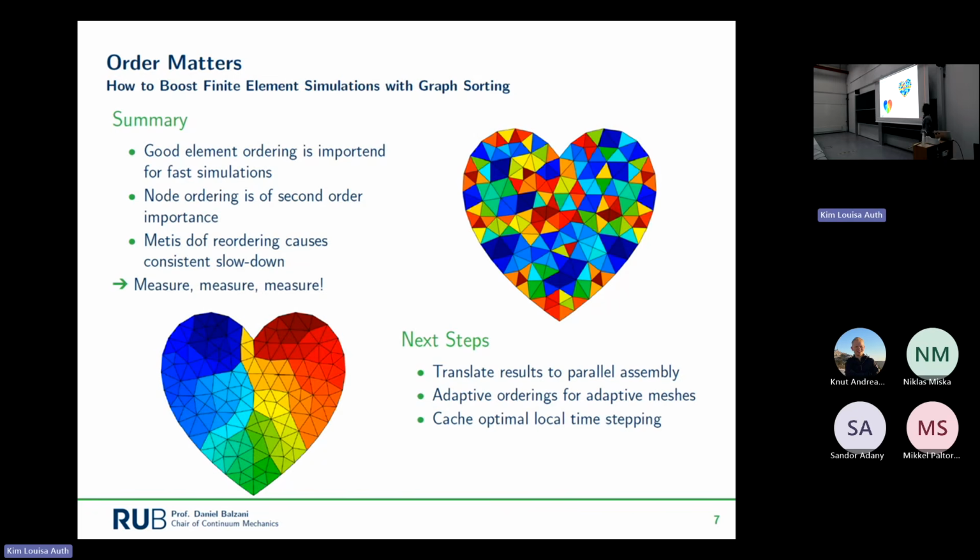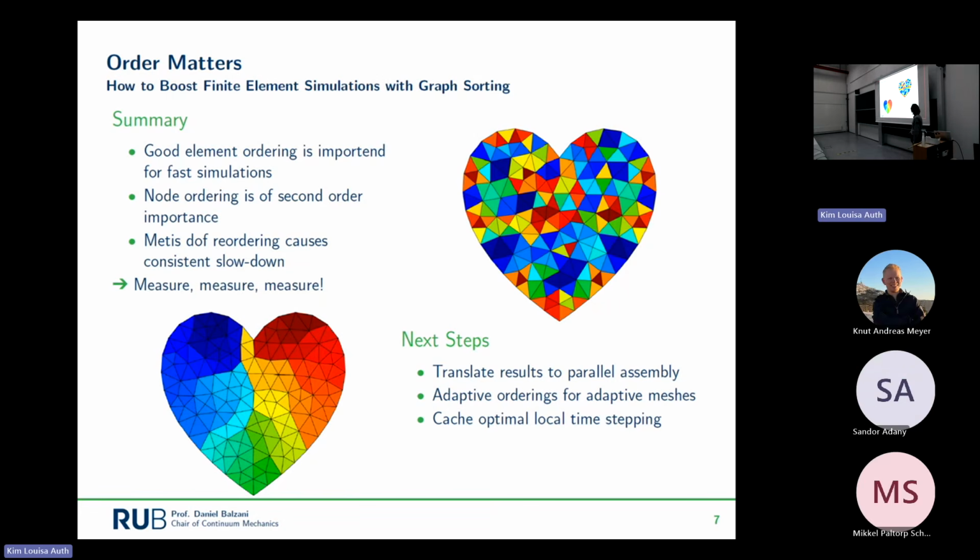And as our next steps, I want to look if we can translate these results to parallel assembly. Yes, we will get some speed up here, but as I said, we have to actually measure how much we can get out, because there are sometimes effects which you don't have in mind, which play a role here. Also, the same thing for adaptive meshes. How can we optimize these orderings here to get cache optimal local time stepping, as is presented here? And with this, I want to thank you for all your attention.